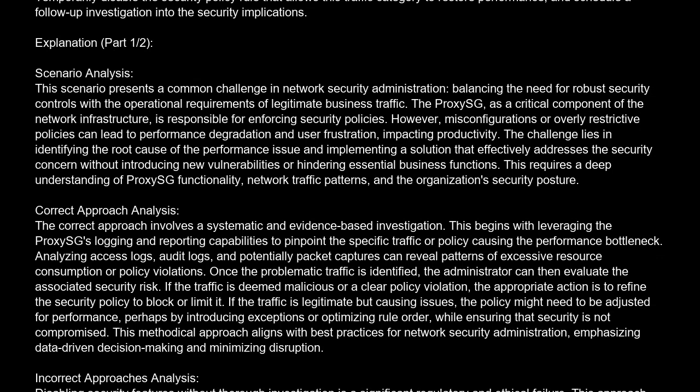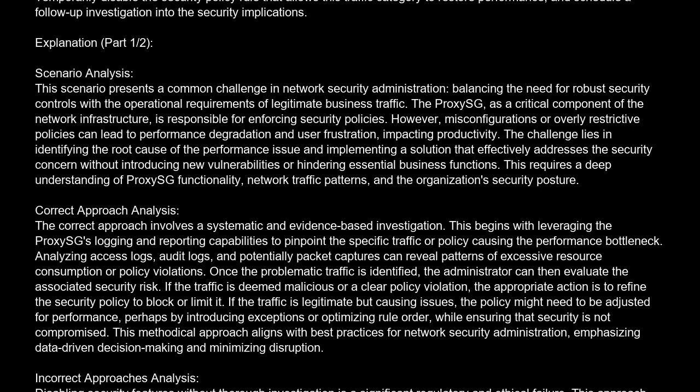Correct answer is C. Temporarily disable the security policy rule that allows this traffic category to restore performance and schedule a follow-up investigation into the security implications. Explanation. Scenario analysis. This scenario presents a common challenge in network security administration, balancing the need for robust security controls with the operational requirements of legitimate business traffic.